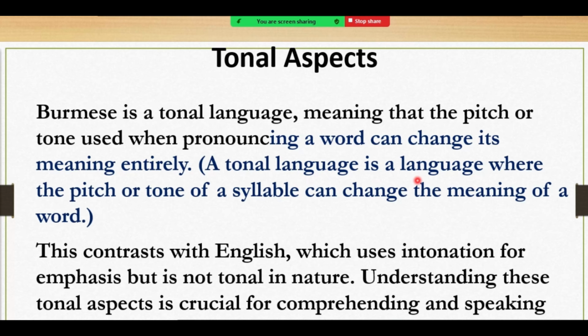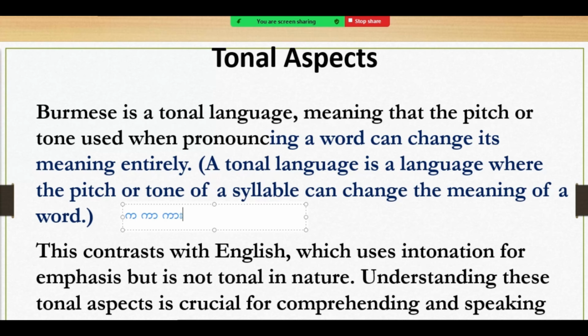A tonal language is a language where the pitch or tone, it means sound, of a syllable can change the meaning of a word. Let me give you an example. When we say a normal sound, like ga, it's like using a stress, ga. It means dancing or dance. If we change it, like ga, it has another meaning. It's like covering or protecting something. But if we use the longer sound, it would be like ga, right? In Burmese, we can use stress.